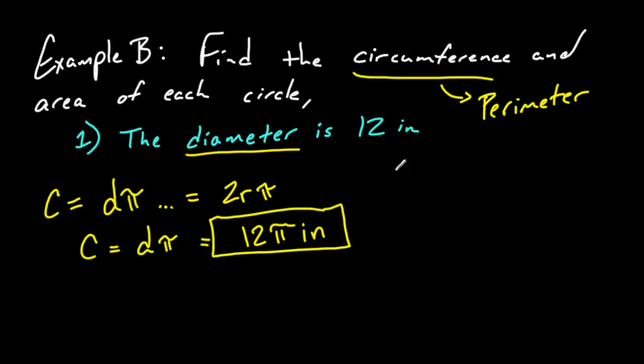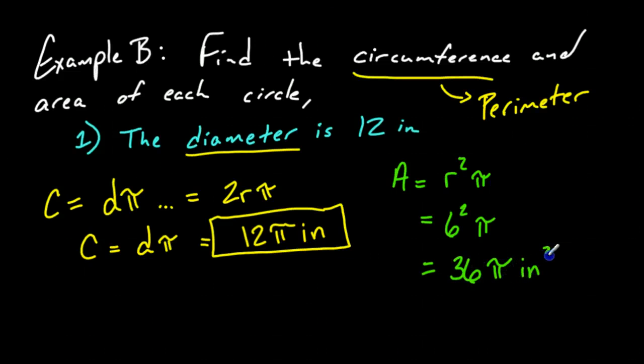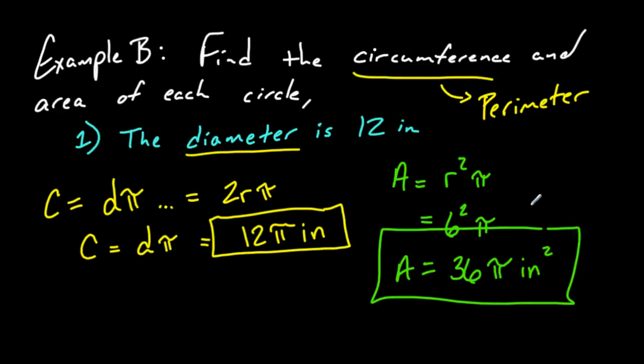And area of a circle, area is r squared pi. We don't have r, but we could calculate it. R is going to be half your diameter, so it's going to be 6 squared pi. 6 squared is 36, so your area is 36 pi inches squared. Area is always units squared.